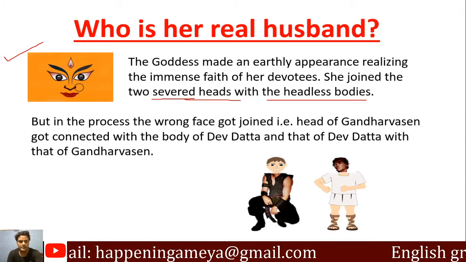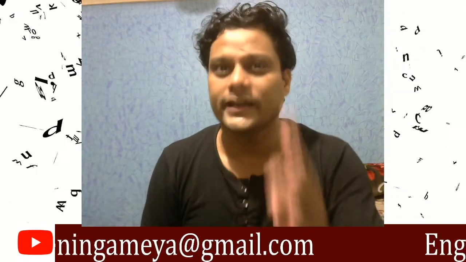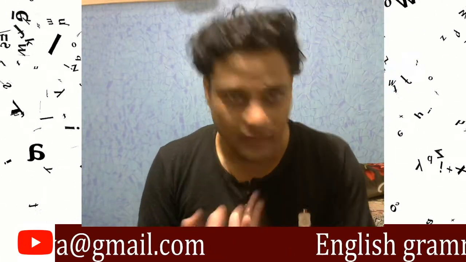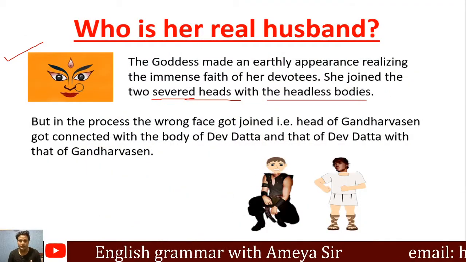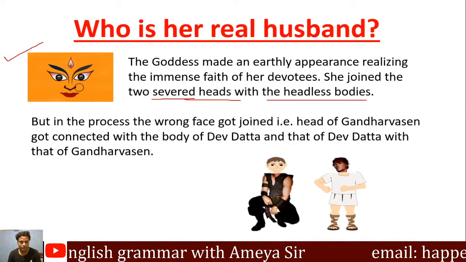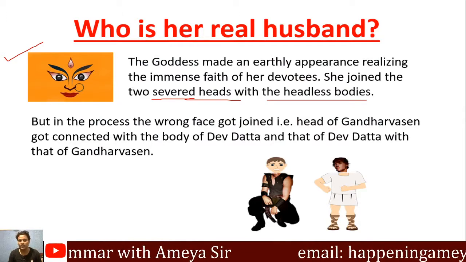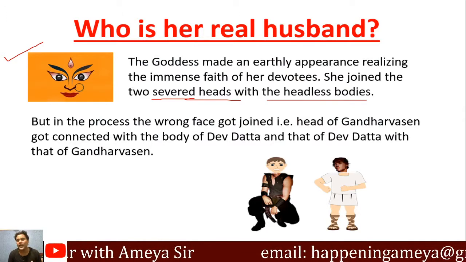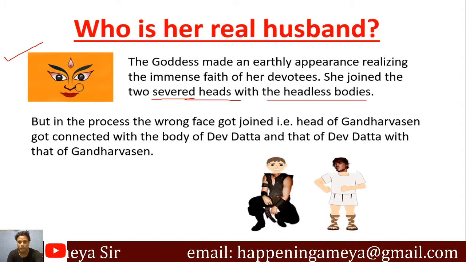Guys, I want you to clearly appreciate the English language as to how to put forward your ideas in correct English. Very important. What has happened? Wrong face, wrong body. That's happened. How do you put that idea across in good English? You say, what has happened is, in the process, the wrong face got joined. That is, head of Gandharva Sen got connected with the body of Devdatta and that of Devdatta with that of Gandharva Sen. So clearly you can see in the image how funny they look.